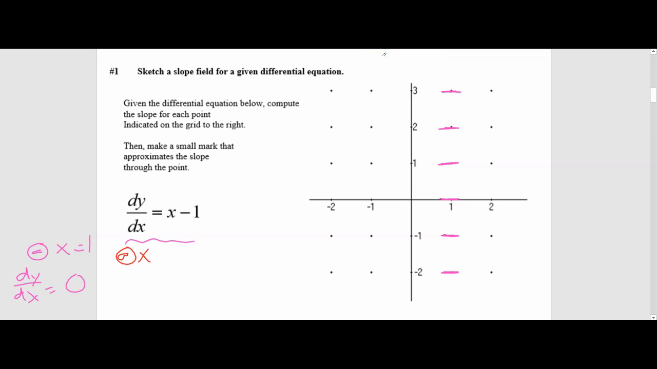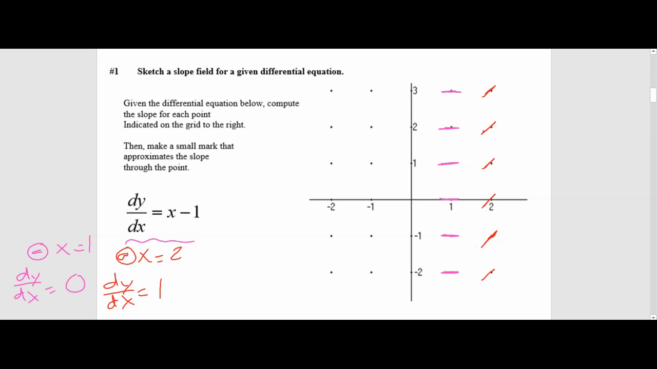So at x equals 2, dy/dx is equal to 1. So you're going to sketch little slopes or little segments that look like they have a slope of 1. And here's the thing, you don't have to be perfect, right? The segments that you draw are not going to have an exact slope of 1, right? You're going to be off by a little bit.